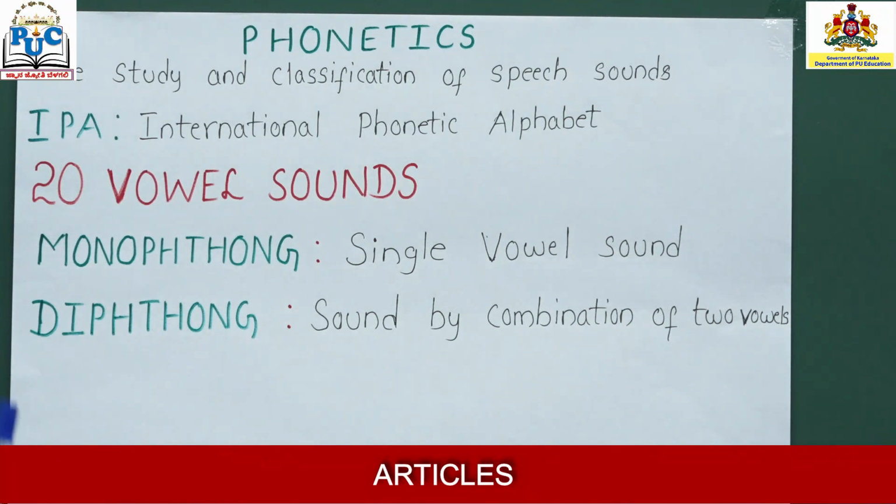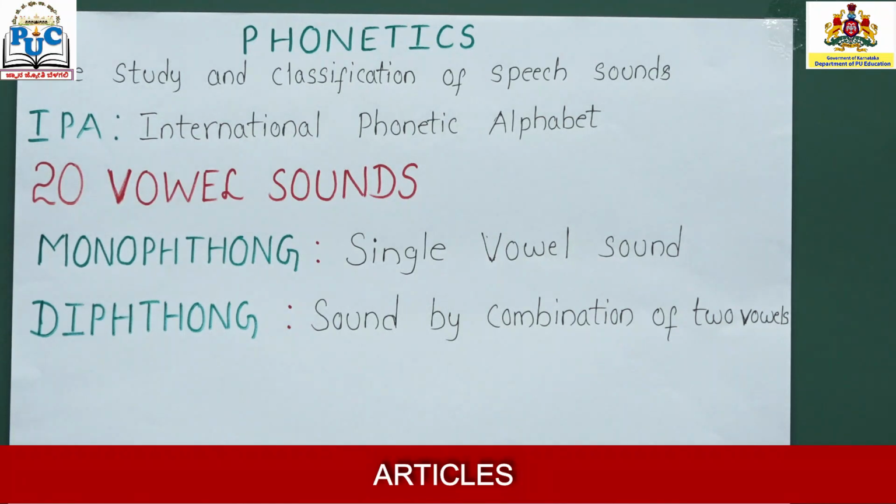Look, according to the IPA, International Phonetic Alphabet, there are 20 vowel sounds, and these vowel sounds are further divided into monophthongs and diphthongs.